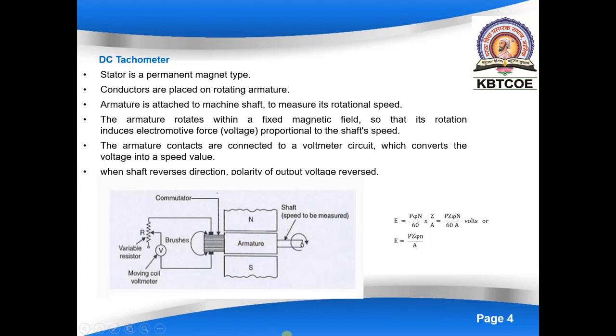So thus the stator is a permanent magnet type. Conductors are placed on the rotating armature. Here the armature is attached to the machine shaft of which we have to measure the speed. The armature rotates within a fixed magnetic field produced by these permanent magnets. So its rotation causes EMF to be induced in the conductors, which is proportional to the rotation of this armature. Armature contacts are connected to the voltmeter circuit through brushes, which convert voltage into speed value further.